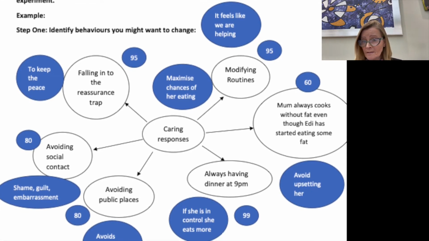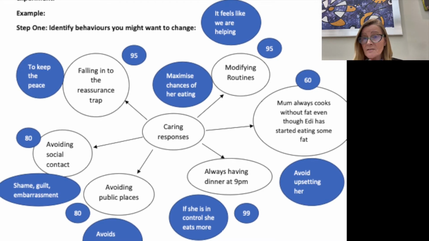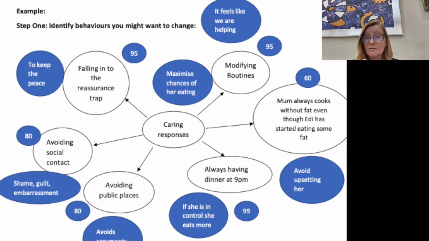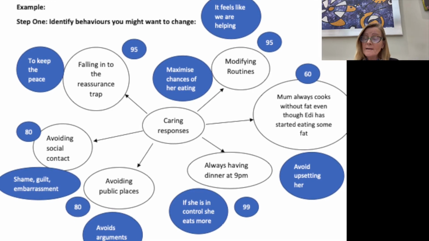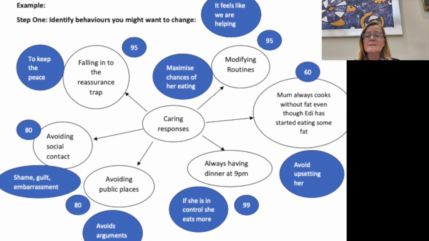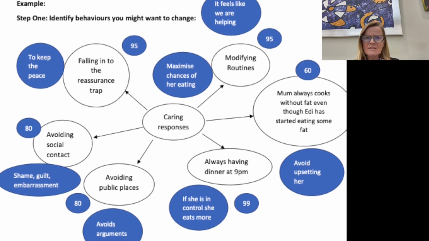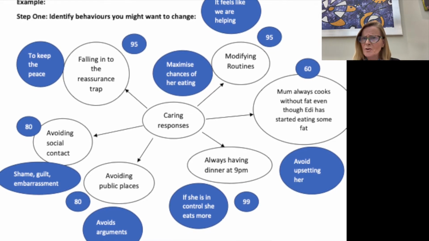Then we've got an example here. Mum always cooks without fat. So she's got into the habit of cooking without fat because obviously the eating disorder voice hates anything to do with fat. And when we were doing this in a workshop, her mum said, I've kind of noticed that my daughter is starting to eat a little bit of fat, but I'm still cooking without fat.